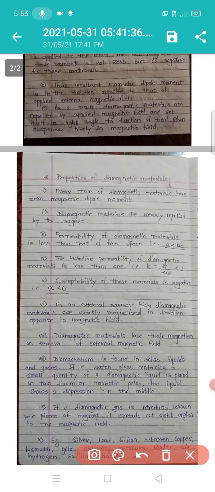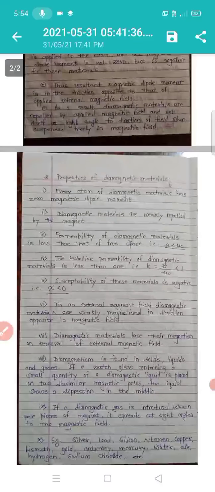If a watch glass containing a small quantity of diamagnetic liquid is placed between two dissimilar magnetic poles, the liquid shows a depression in the middle. Then the next property is, if a diamagnetic gas is introduced between the pole pieces of the magnet, it spreads at right angles to the magnetic field.